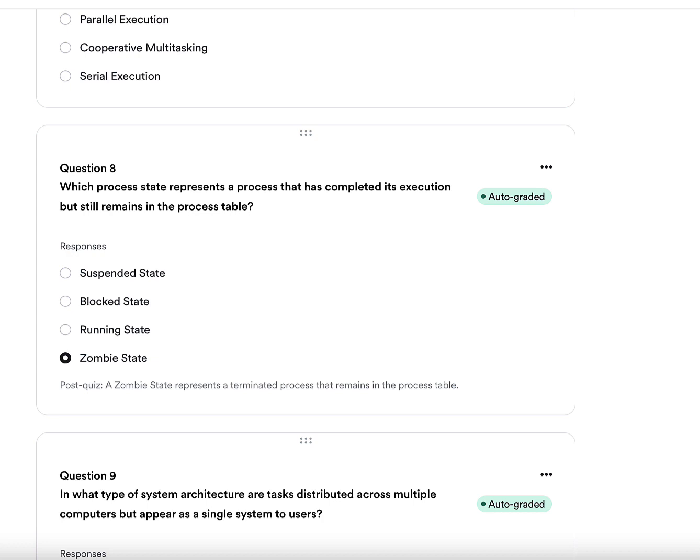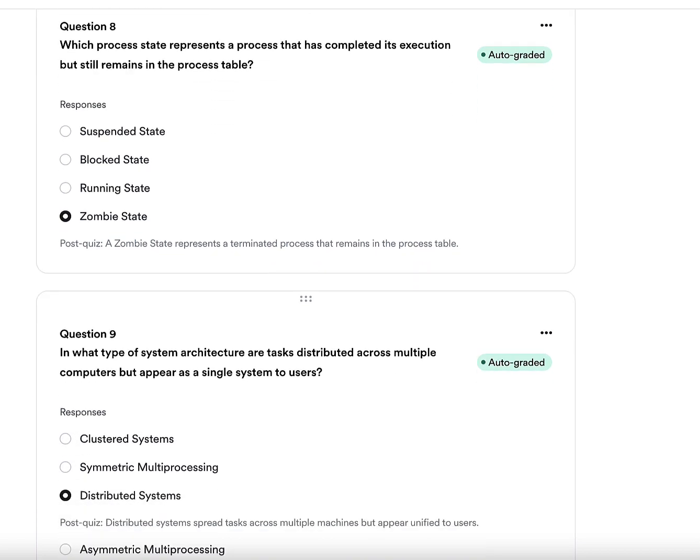The zombie state represents a terminated process, which is dead, right? A terminated process that remains in the process table. So it's a dead process, but it's still alive. That's a zombie.